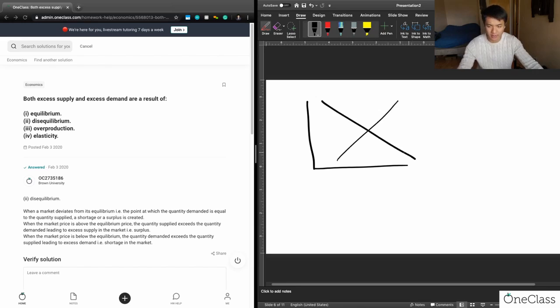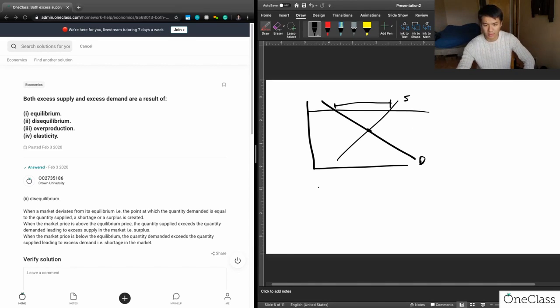So excess supply is going to be a situation. We have demand here, we have supply here, something like this. We have what we call a surplus, where supply is greater than demand. And we can see that that's because we are not trading at the equilibrium point here.